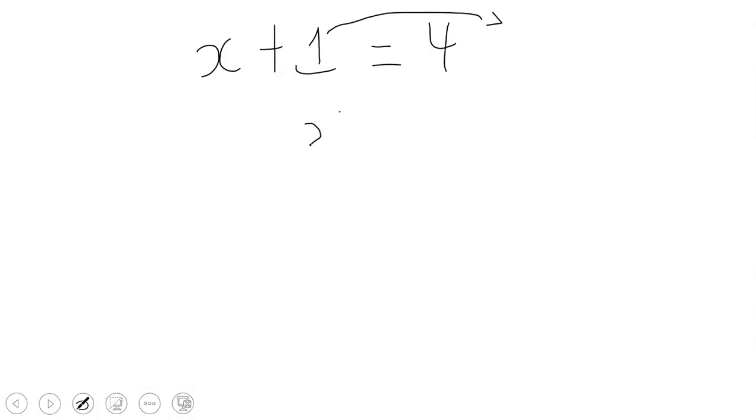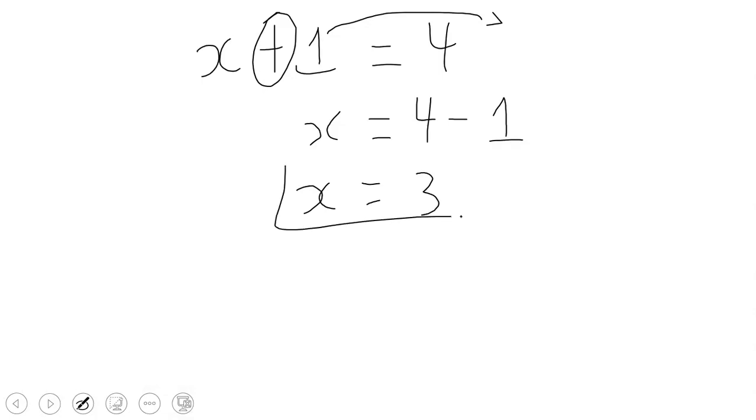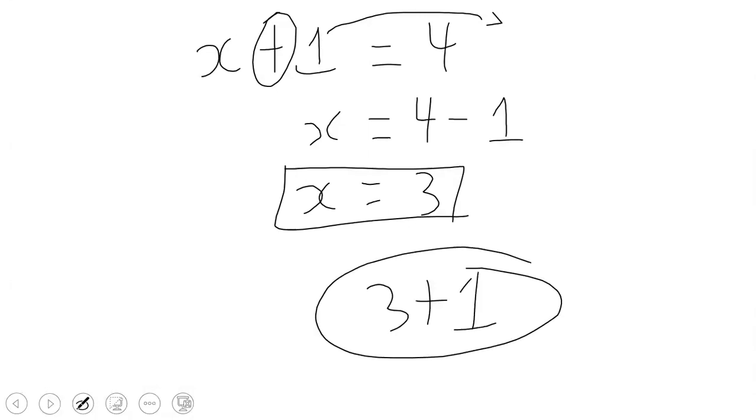So it's going to be x equals 4, and since this is a positive, when we send it over, it's going to be a negative. So it's -1. So x is going to be equal to 3. That makes sense. So 3 plus 1. Wow. And we can clearly see that 3 plus 1 equals 4.